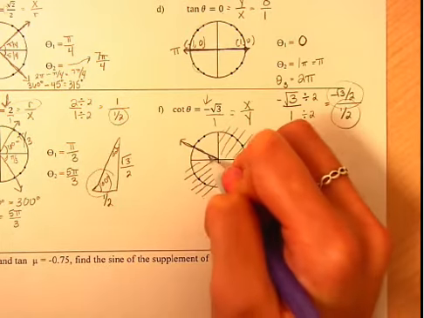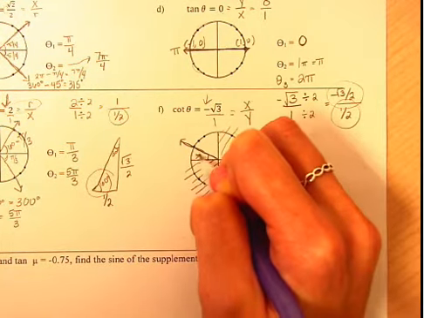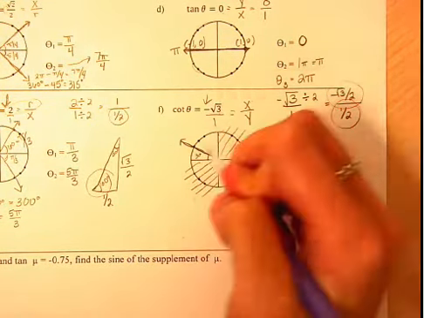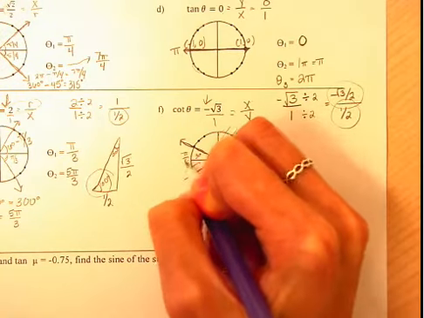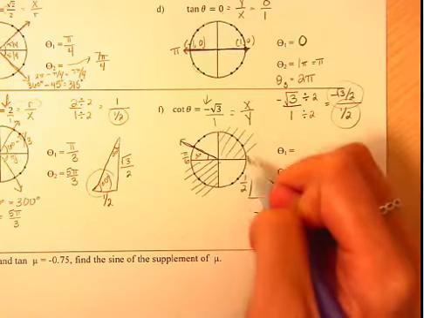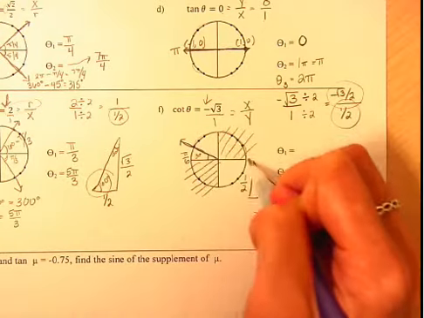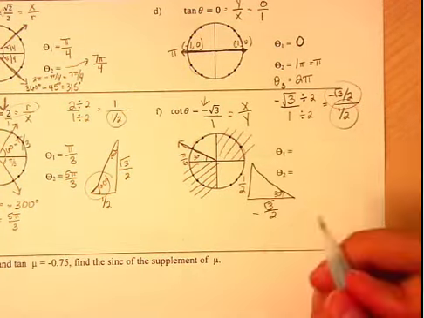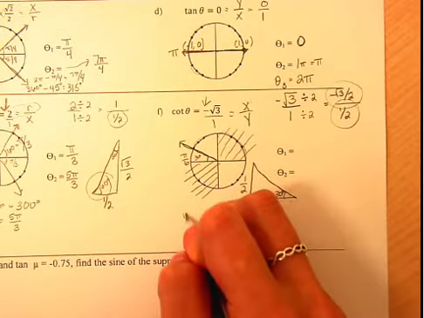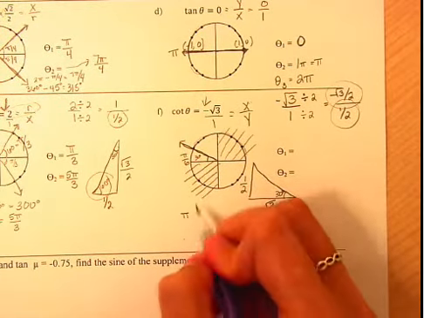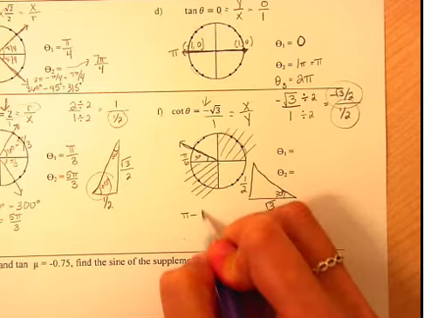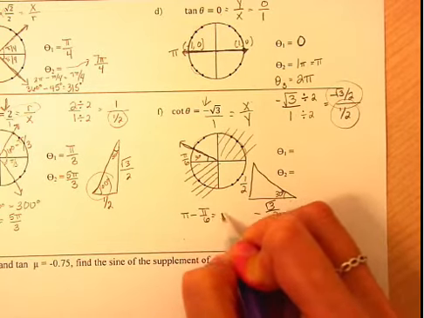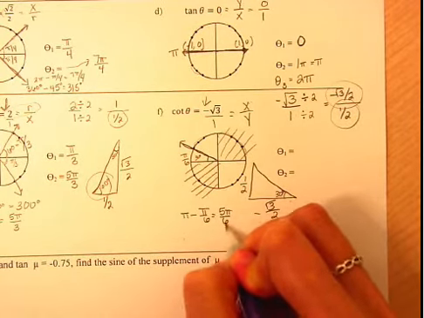If this is 30 degrees, or in radians, pi over 6, this theta, all the way over here, is almost to a whole pi, but not quite. So we would say that's pi, but go back by pi over 6, which gives me 5 pi over 6, one less than a whole.